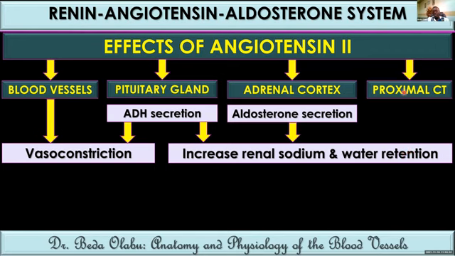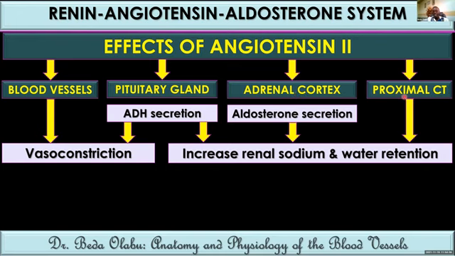How about the PCT, the proximal convoluted tubule of the kidney? Angiotensin 2 acts on the proximal convoluted tubule of the kidney to also promote sodium and water retention. Now remember, it's not the DCT, but the PCT, and it also promotes sodium and water retention. So I've told you those sites: blood vessels, neurohypophysis, zona glomerulosa, and PCT.